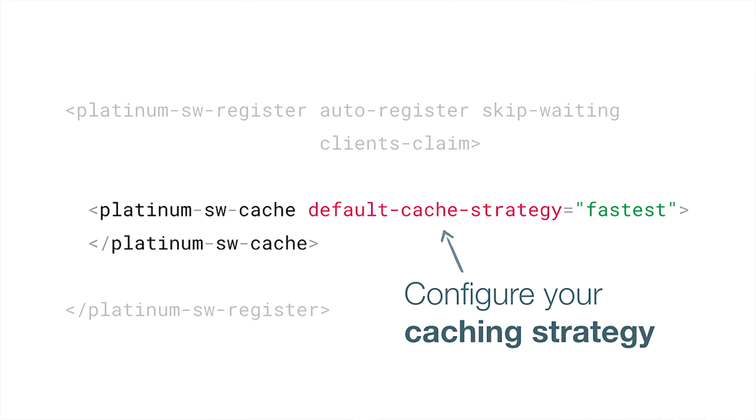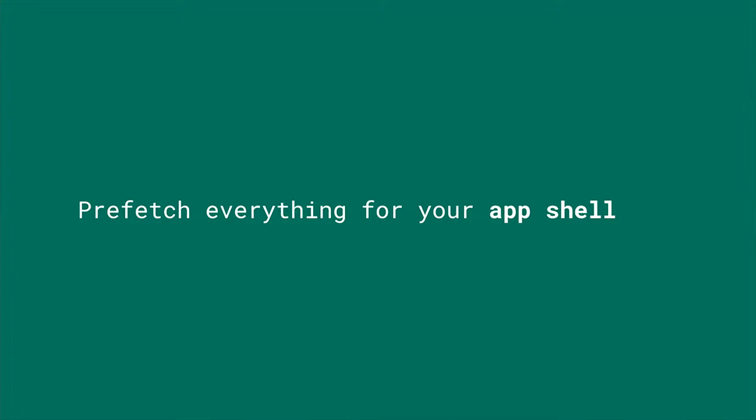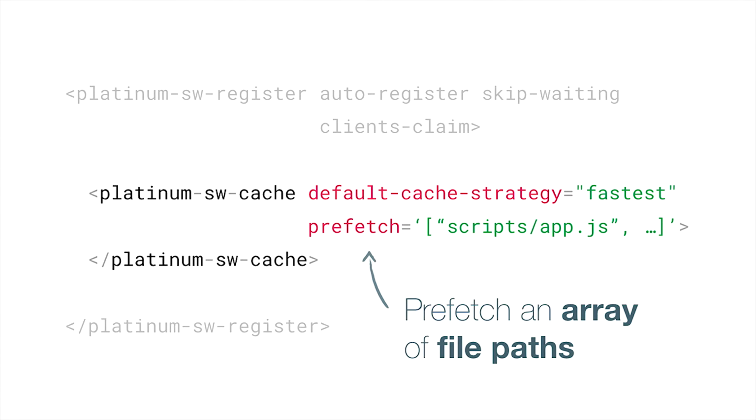But I'm not limited to dynamic caching. I can actually also have this element be proactive and go out and start prefetching and pre-caching things for me as well. And kind of a general rule of thumb is prefetch all the things that are required for your app shell to render really quick for the user. Now, we can do that by configuring the element with a prefetch attribute. I can give it an array of file paths that I want it to prefetch and pre-cache for me.